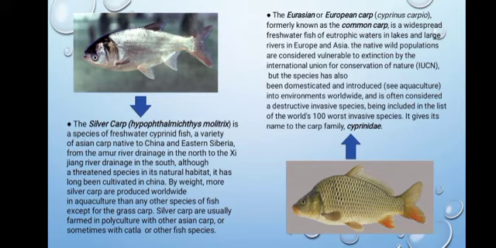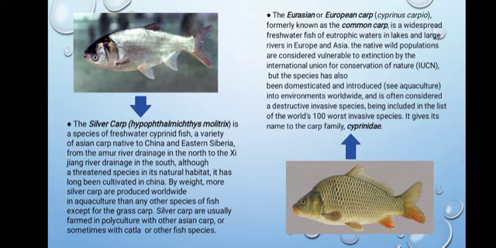By weight, more silver carp are produced worldwide in aquaculture than any other species of fish except for the grass carp. Silver carp are usually farmed in polyculture with other Asian carp or sometimes with catla or other fish species.